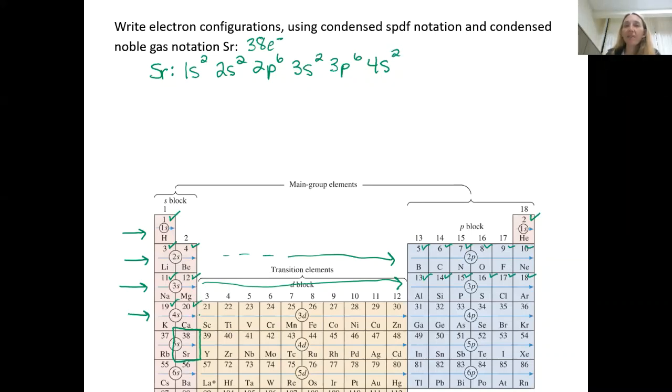Now we hit the d's. When we hit the d's, we're at 3d, and 3d has 10 electrons. Now we're at 4p: 1, 2, 3, 4, 5, 6.